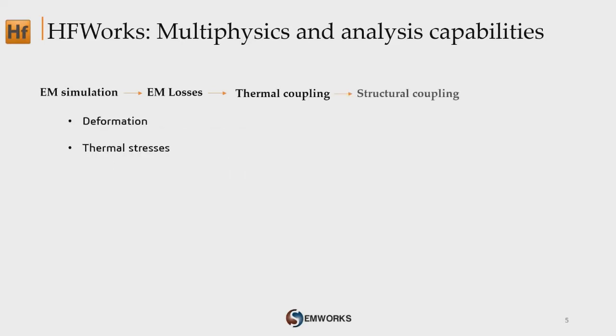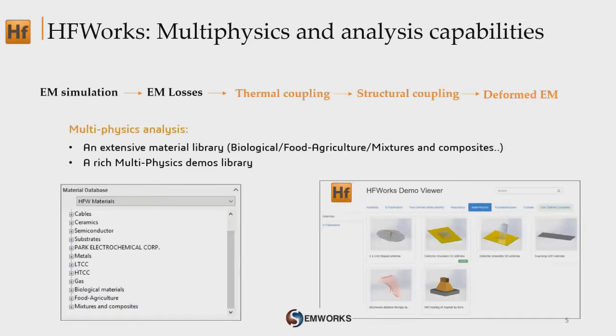In the same way, temperature results could be fed to the structural solver to compute thermal stresses generated inside your electronic device and visualize them by a mechanical deformation of the structure under the user-defined power excitation. At this step, HFWorks allows you to recompute the electromagnetic parameters of the deformed model to predict how the thermal loads could affect the electromagnetic performance of the analyzed model. In addition to that, rich material and multiphysics demo libraries are available to facilitate your simulation tasks and also satisfy your needs as a designer.